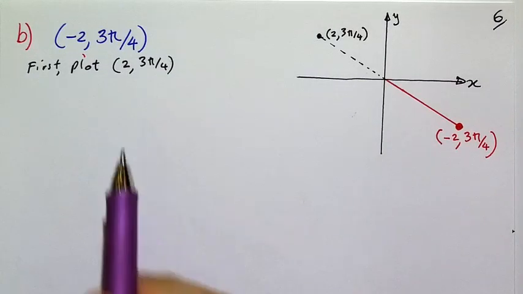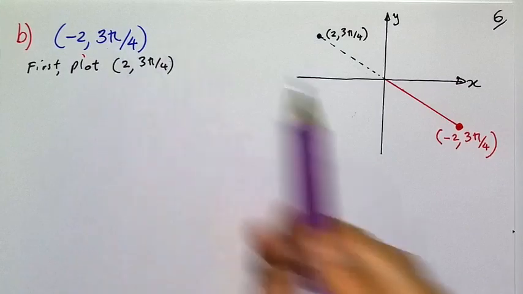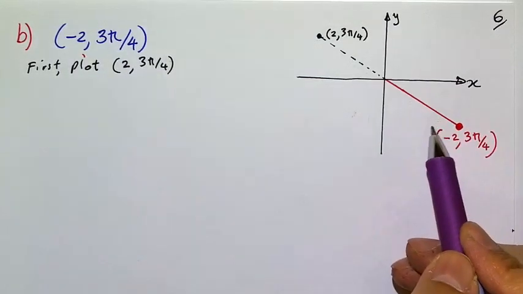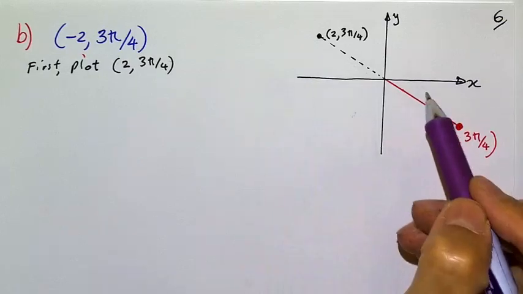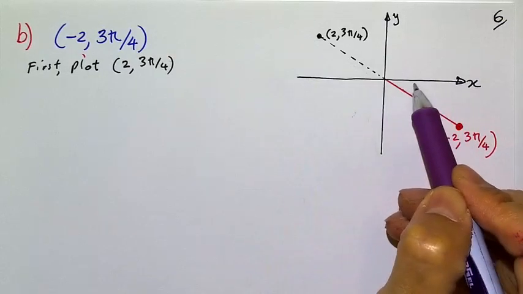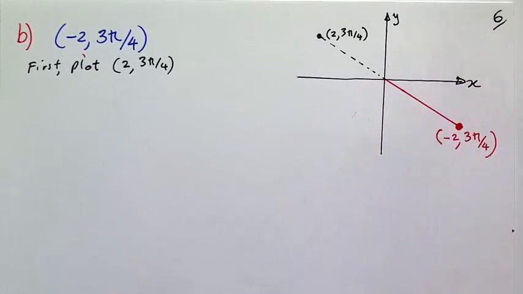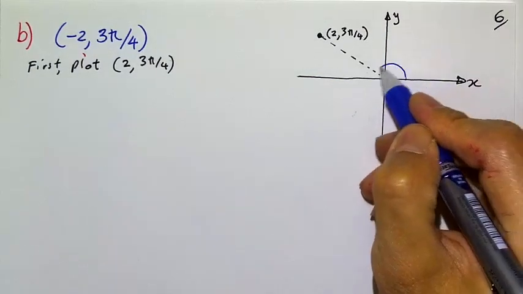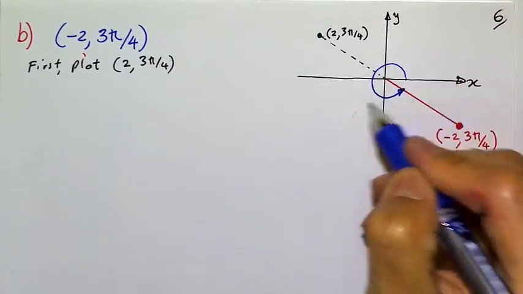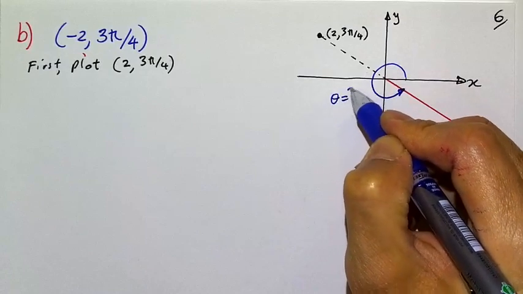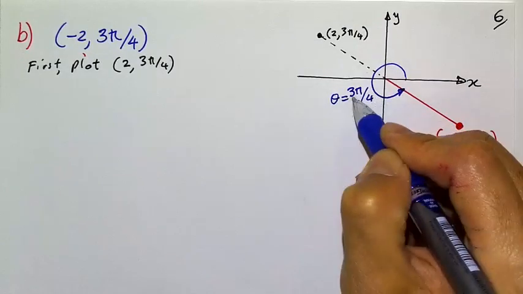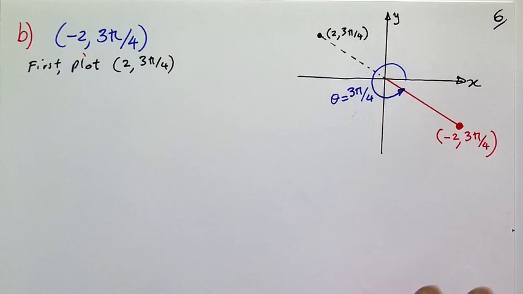Okay. Notice that this angle is positive, so to get to this point, we must have started from the polar axis and gone counterclockwise. So the traced angle is this angle, which is theta equals 3 pi over 4, positive 3 pi over 4.